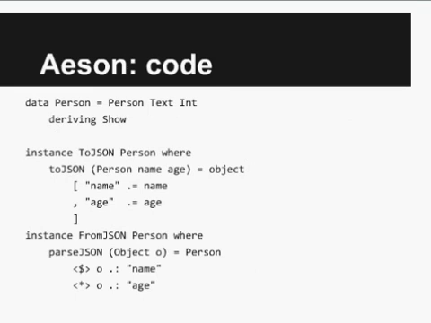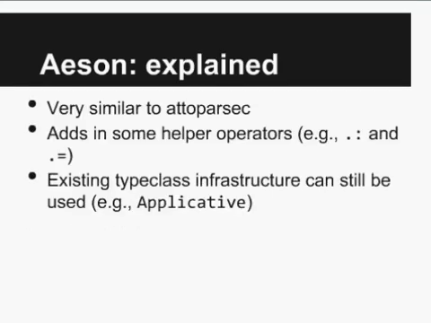probably today the most popular JSON library in the Haskell world. And we have these two type classes. Again, we're able to leverage a lot of the existing infrastructure of Haskell. In this case, we have ToJSON and FromJSON type classes to indicate how a data type would be encoded, serialized and deserialized from JSON. So again, this is very similar to the Attoparsec example that we were looking at previously.